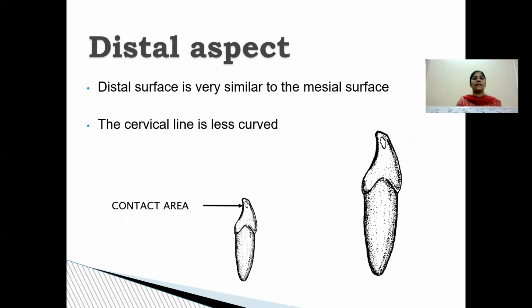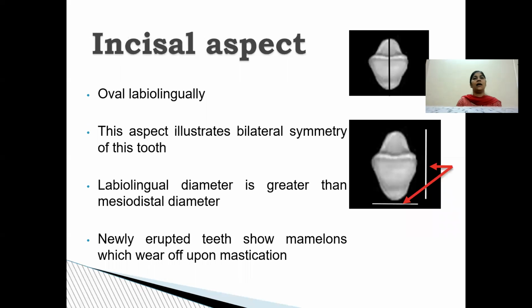You can note the contact area also over here. As a similarity to the mesial aspect, here also the contact area is more incisally placed. We can say that both the distal and the mesial aspects show the contact areas at the same level, and the cervical line is less curved.